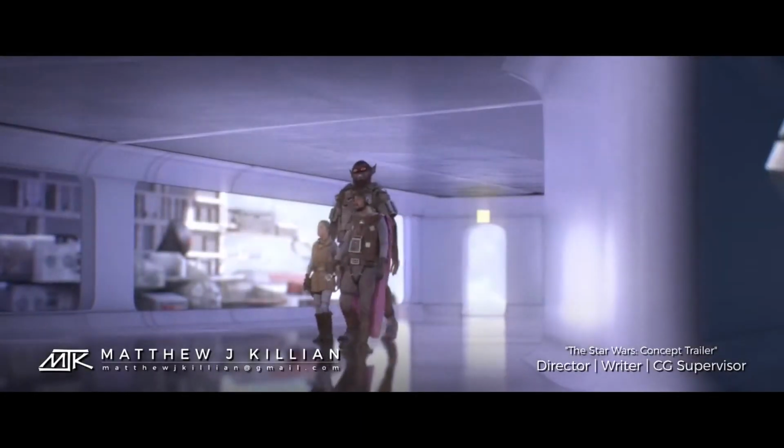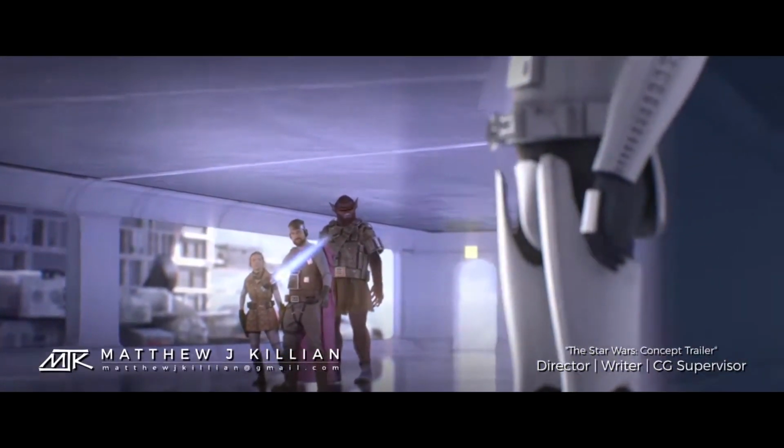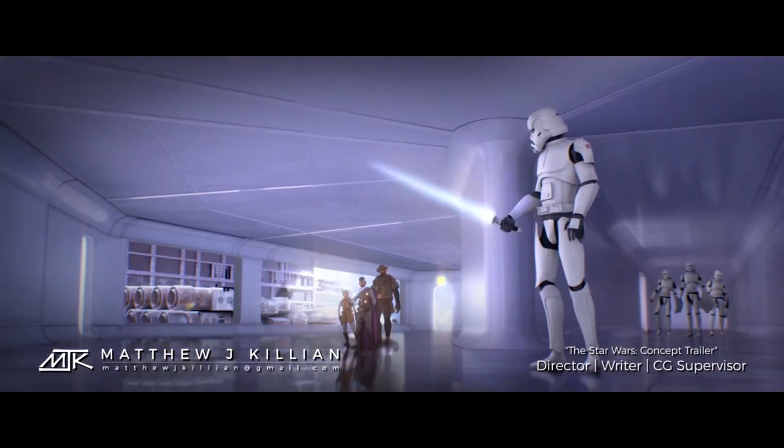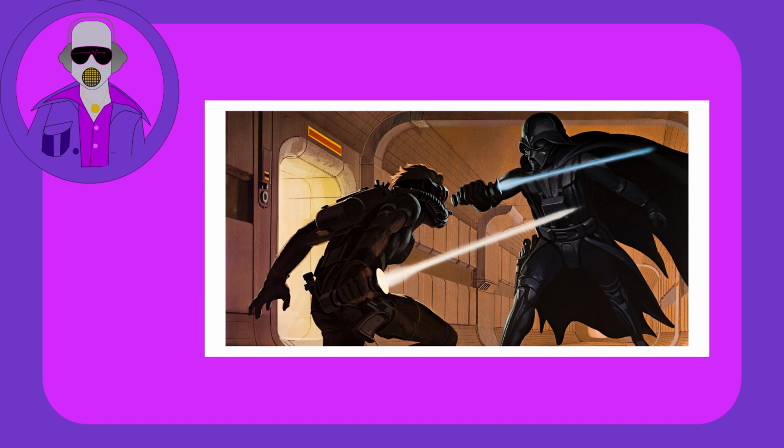Lucas produced another version of this screenplay with only the names of the characters changed, before moving on to a radically different version. Adventures of Starkiller, Saga 1, The Star Wars. By 1975, The Star Wars had evolved into The Adventures of Starkiller. This was by far the most mythological version of Star Wars ever written.